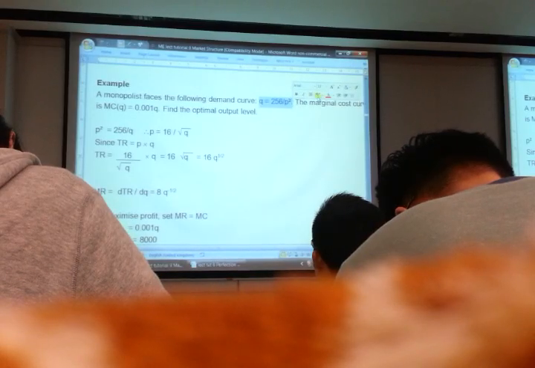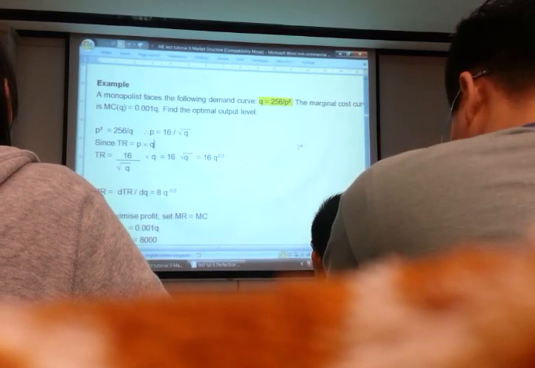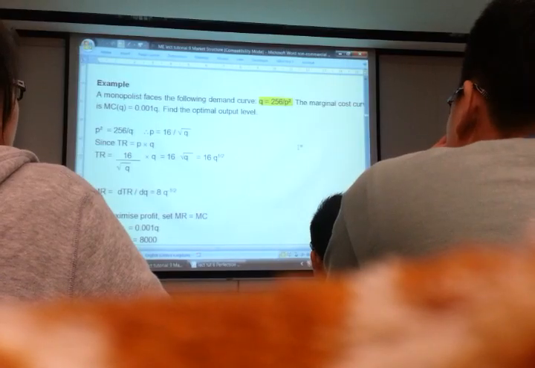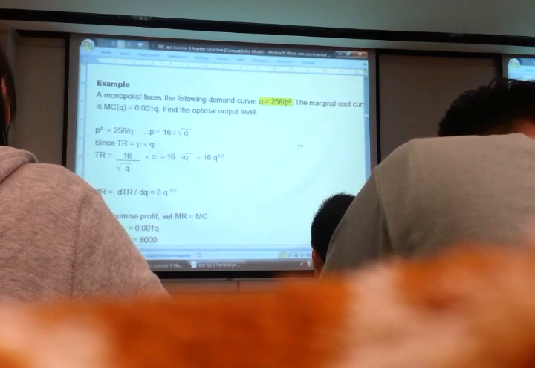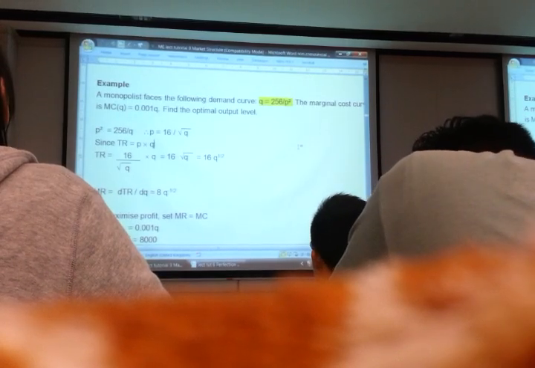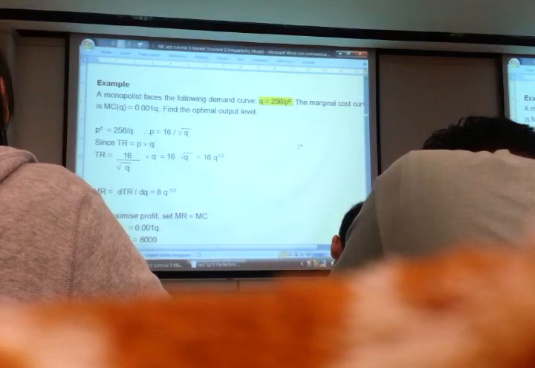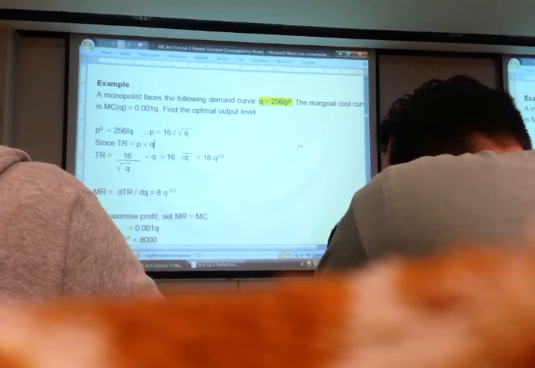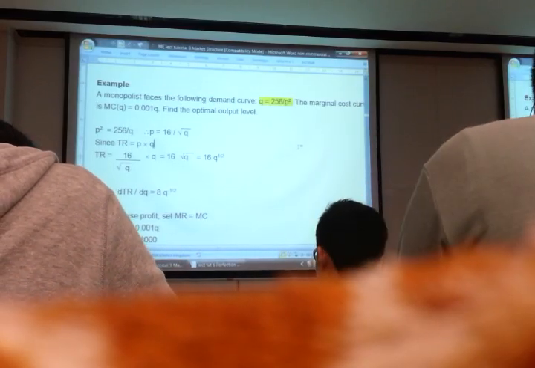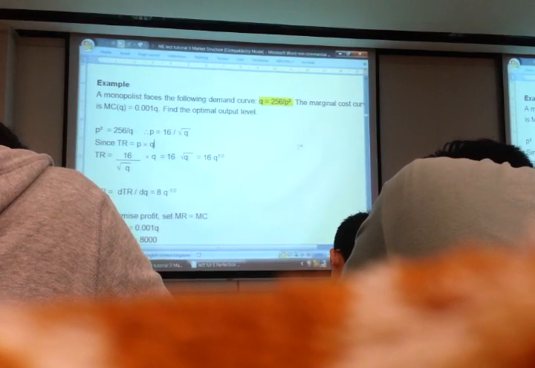Before I go further, what do we need to solve this problem? For sure we need marginal revenue and marginal cost, right? So how to find MR? Most importantly, is this demand curve a straight line? If it's a straight line, then the MR is the same line except 2 times steeper. So the question now is, is this a straight line? Yes or no?